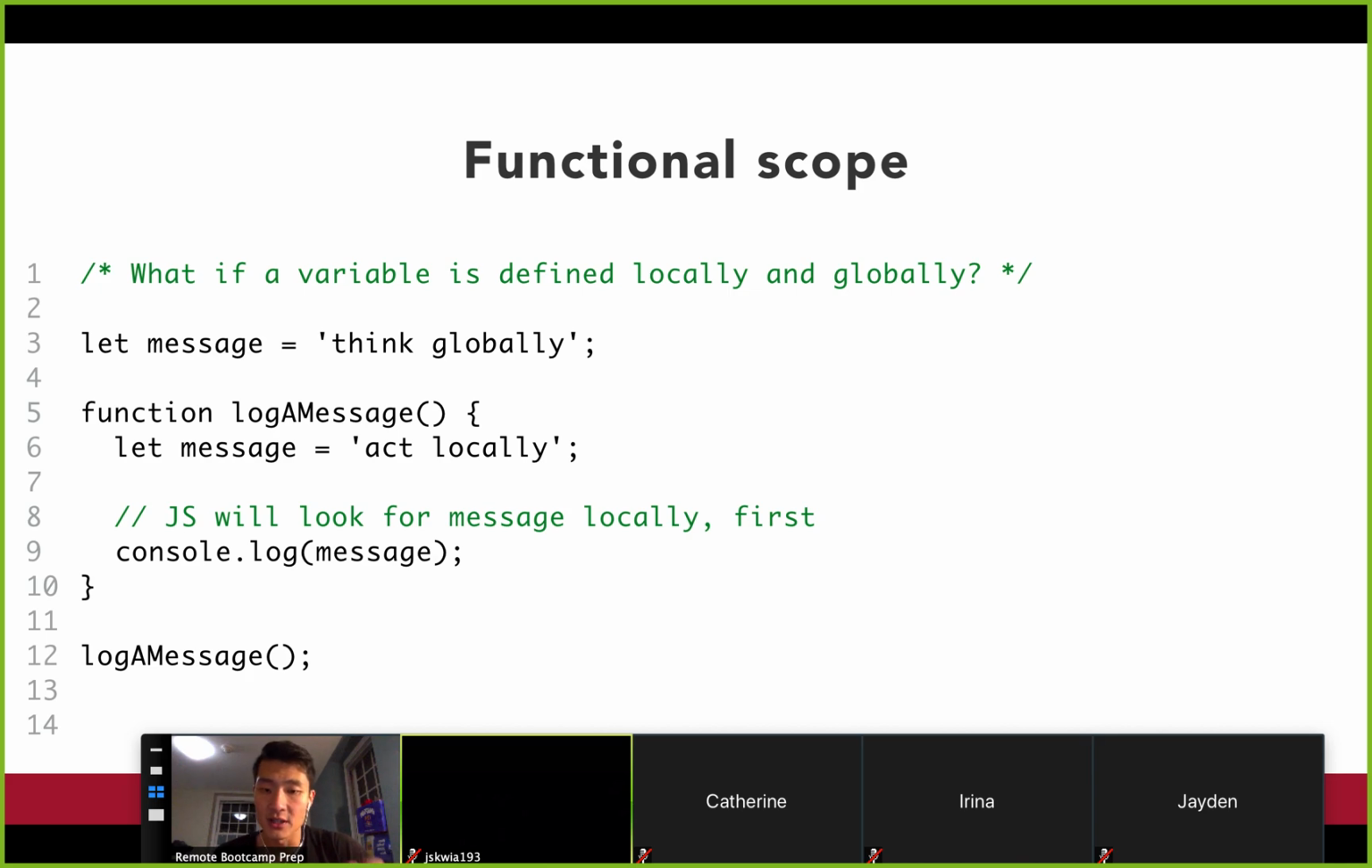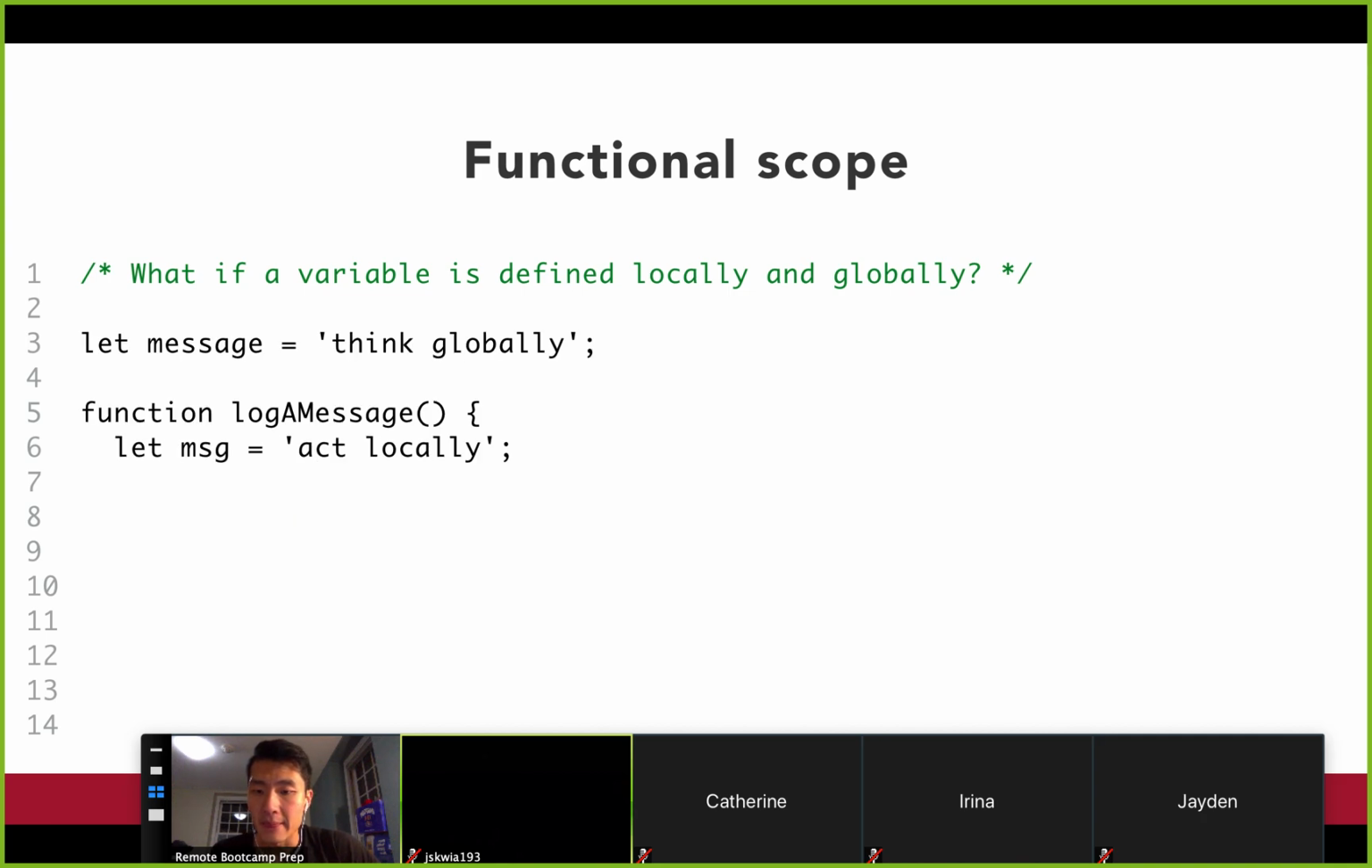But for now, the message on this slide is just that we will look in our own scope, or rather we will look in the local scope first for the variable message. And on line 9, when we console log out message, we see that the local version of message is the one that's created on line 6, which says act locally.